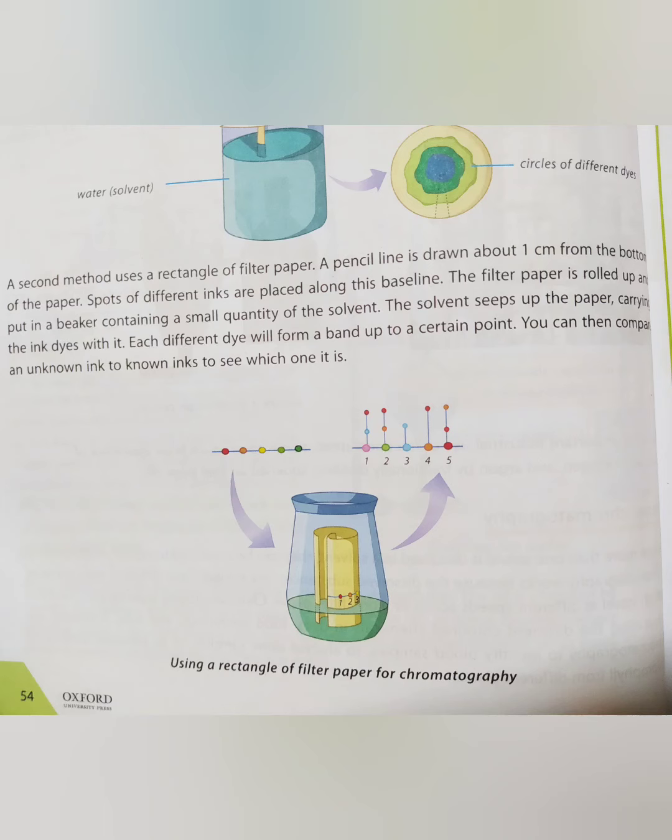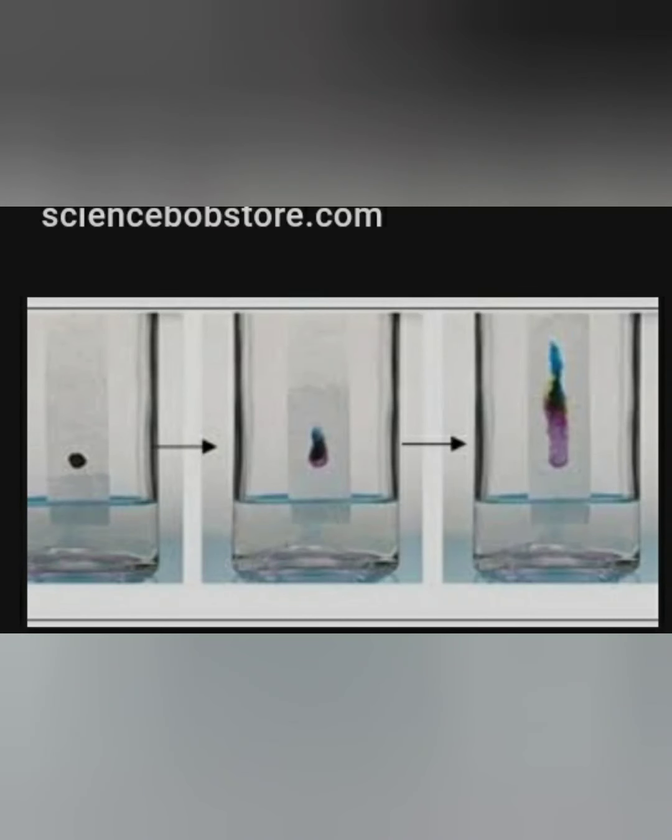Each different dye will form a different band and will stop at a different point. You can then compare an unknown ink to known inks to see which one it is. This is a very good technique, and it is called paper chromatography.